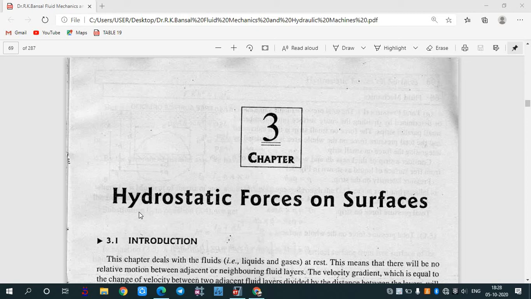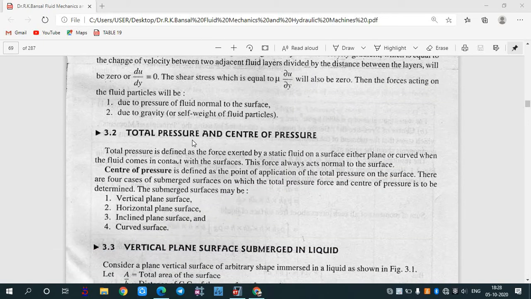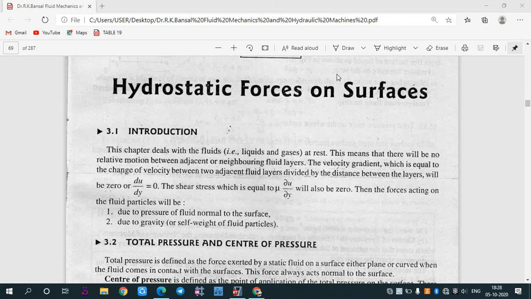Good morning, everyone. So, in the last video, we have seen hydrostatic forces on surfaces. What are the various cases of hydrostatic forces? We have discussed that in the previous class. Hydrostatic force basically means that if you insert anything inside water in a static fluid, this is what we are studying.